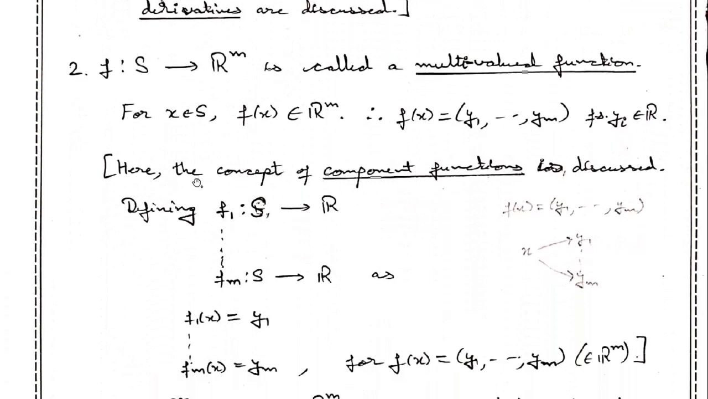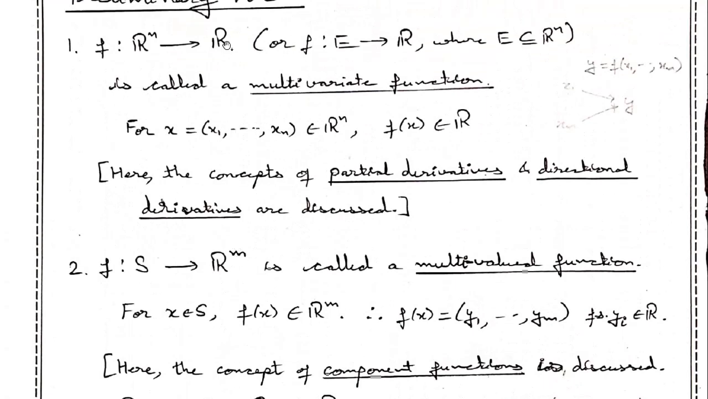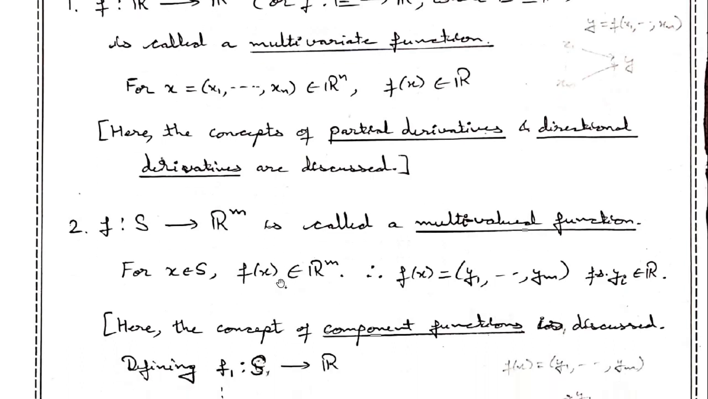One more type is when we have a function from some set to Rm, a Euclidean space, not just R1 but Rm. In that case, we say it is a multi-valued function. Why do we say it is a multi-valued function? The reason is that for any x belonging to the domain, the image point f(x) is in Rm, and therefore it has components, from the first component up to the mth component, because it is in Rm. So we can write the image point f(x) as having components y1 up to ym, where each yi is a real number. That is how we can write.